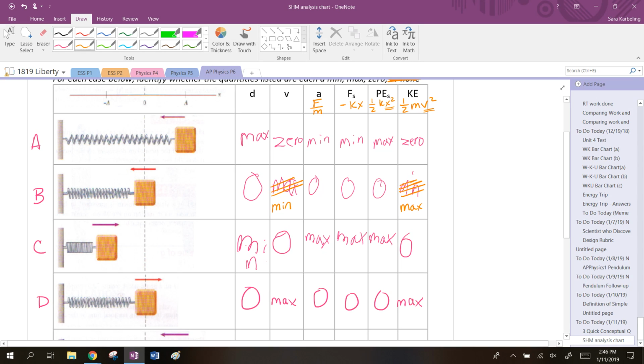All right. Let's take a look at C. So at C, we have a displacement that is at a minimum. Do you guys agree with that? It's the furthest negative that it can be. I think that's okay. Just like it was at the furthest positive in A, it's at the furthest negative in C. Have a velocity of 0? How do you know it's got to have a velocity of 0? How do you know it's not moving? Reason that through with me.